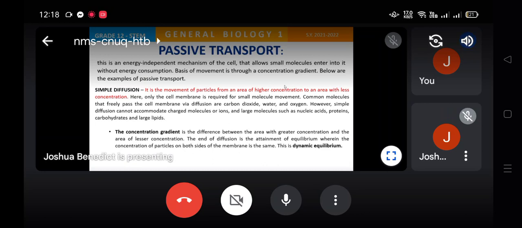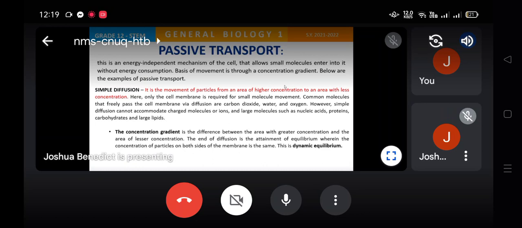It can occur without the use of ATP or energy, which allows small molecules to enter into the cell without energy consumption. So basis of the movement is through a concentration gradient. Now, ano yung concentration gradient? Kumbaga, this is the standard of movement of particles from higher concentration to lower concentration. Yun yung concentration gradient natin. Higher concentration to lower concentration. Okay? Yun yung tinatawag natin again na concentration gradient.